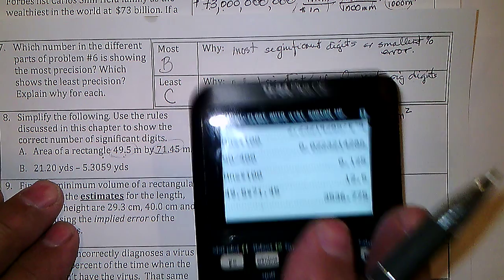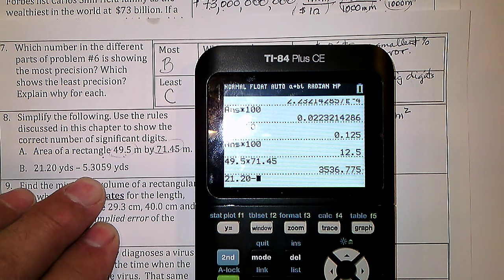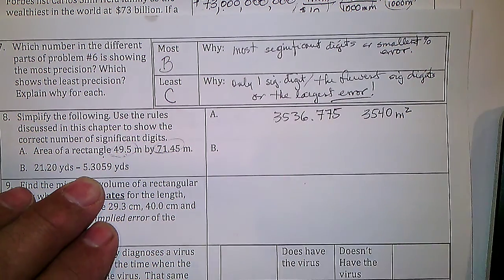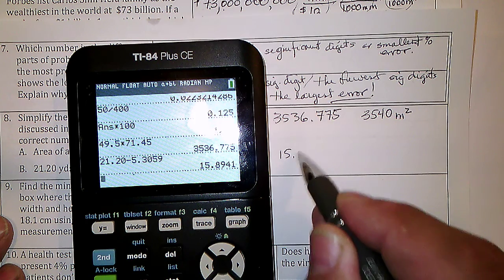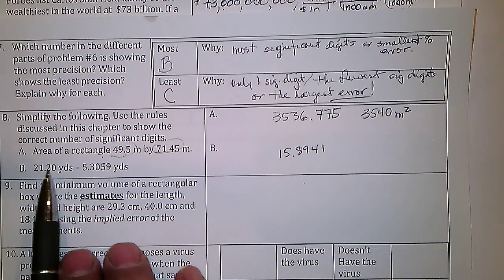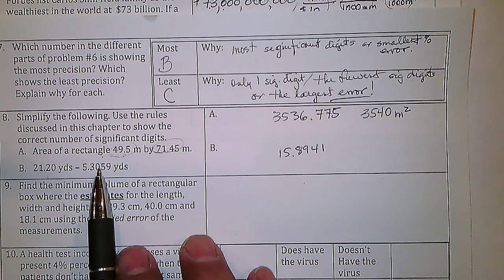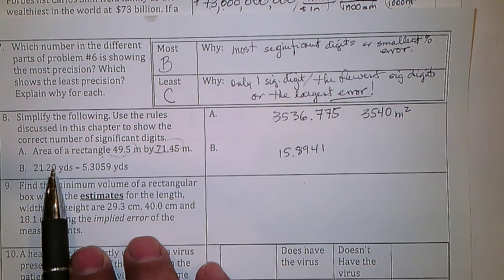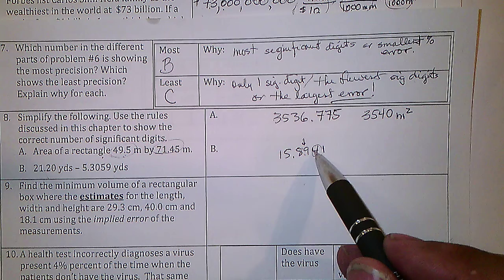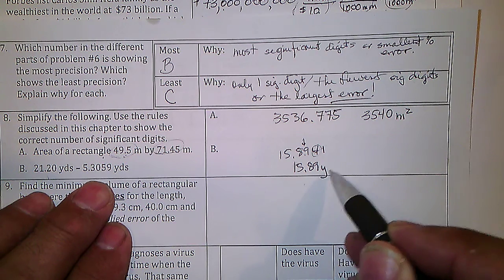B, when you're adding or subtracting, 21.20 minus 5.3059, we get 15.8941. But when you're adding or subtracting, you go to the last decimal place that had significant digits. This one was tenths, hundredths. This went further, so we'd only go to the least one, which was hundredths. So we have to round off to the hundredths. When we look at the next digit, it's less than 5, so we just drop it, and we write 15.89 yards.